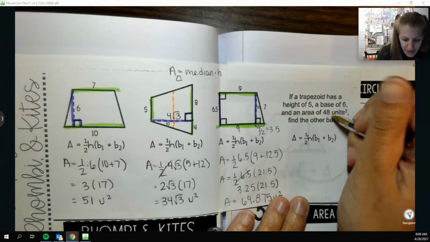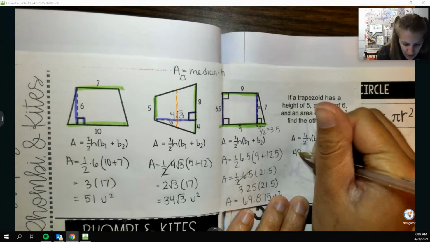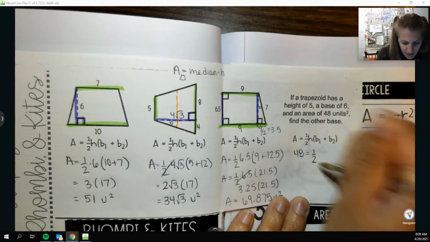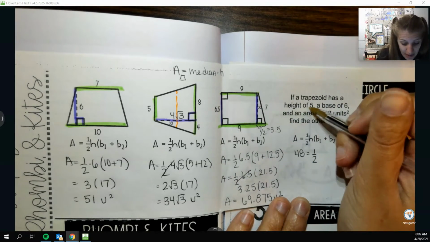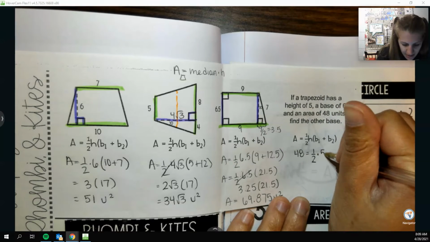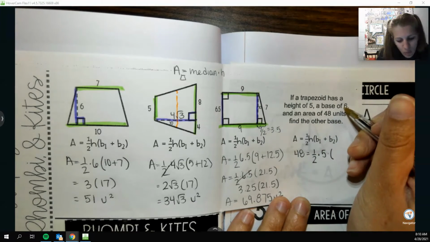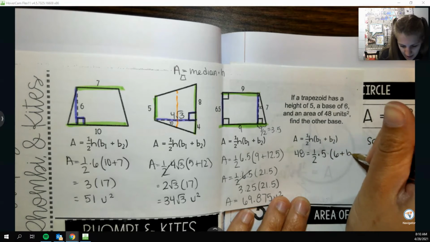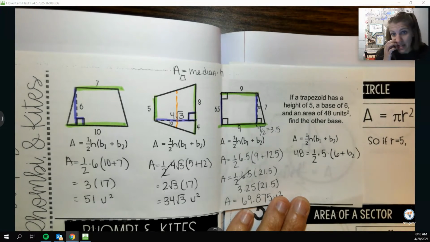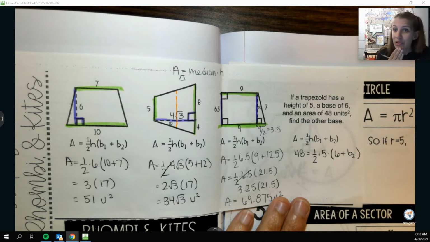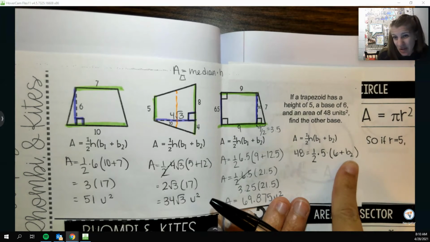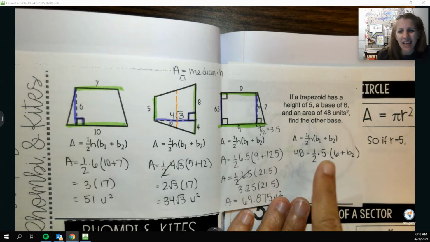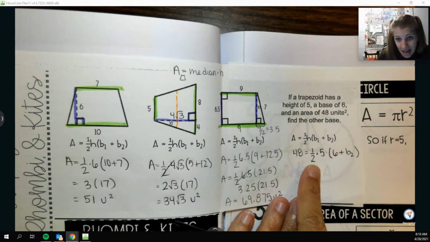So working backwards here, they told me the area was 48, so that goes in for A. Half is just half. They told me the height was 5. And they told me one base was 6, so I can put that there, and then plus the other one that I do not know that I'm going to try to solve for. So right now, that base is sort of buried. And I also don't want to take half of 5. So I'm just going to start getting rid of stuff.